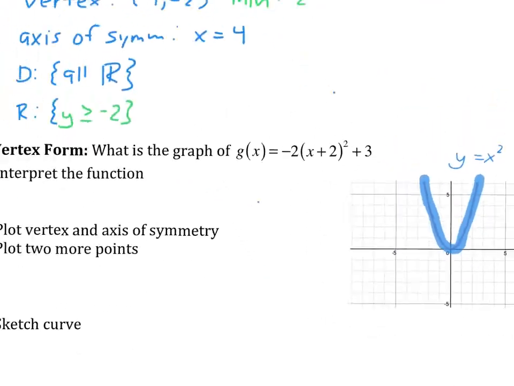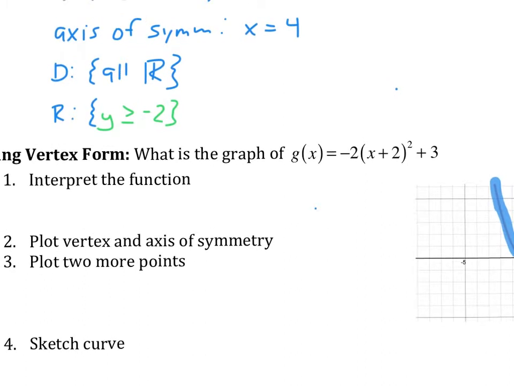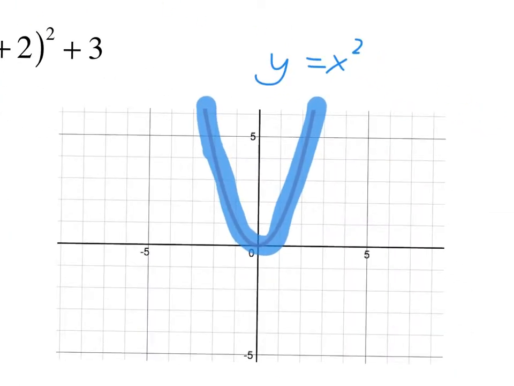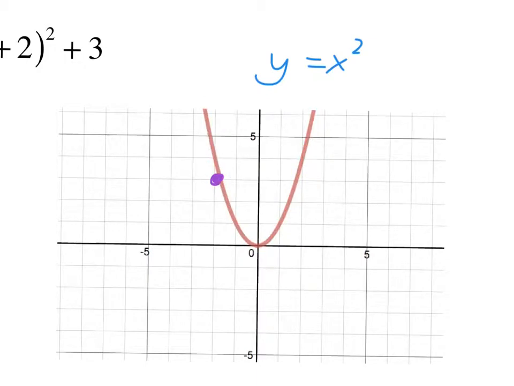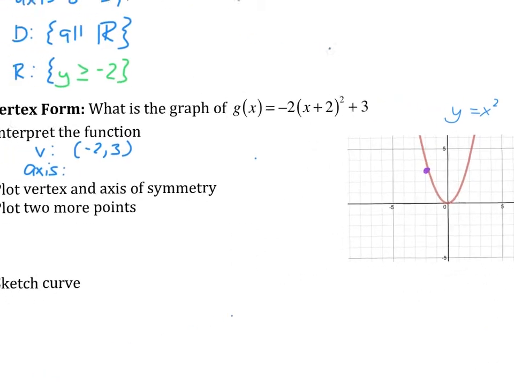So let's interpret this function. What are some things that we know? My vertex is (-2, 3). So I can actually plot that right now and come over to -2, +3, which puts me there. And that's just a coincidence. It's near the curve, but it doesn't necessarily have to fall anywhere near the curve.